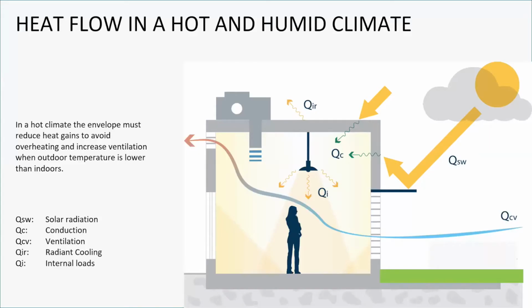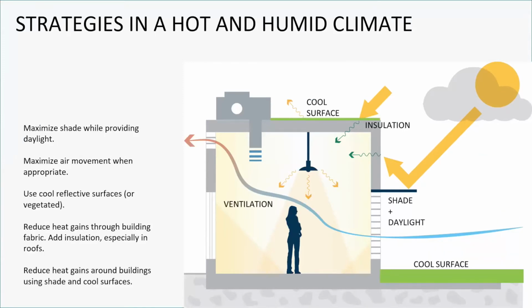If we look at the envelope, we're looking at heat flow in a hot and humid climate. What we have to do is block heat flow by radiation, block heat flow by conduction, maximize airflow by ventilation whenever it's cooler outside than inside, and then provide some sort of radiant cooling and reduce the internal loads inside. When we look at architectural strategies, that is really providing shade, providing insulation, providing cool surfaces or vegetated surfaces, and maximizing airflow. So these are the typical strategies that we would think about in a hot and humid climate.